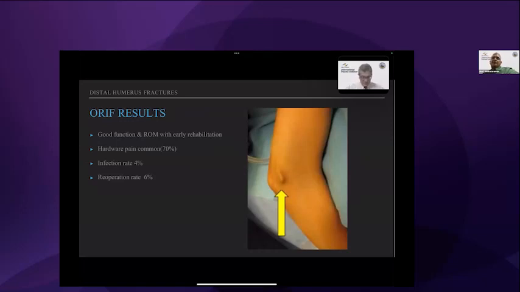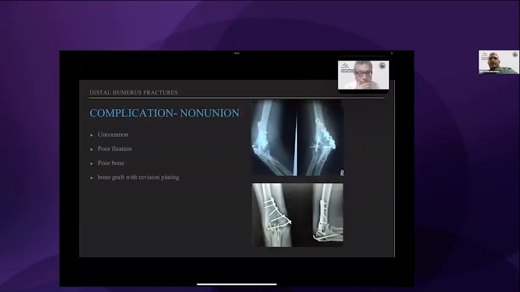We can get good results with wire or plating, but it has some problems of hardware pain, the plate becoming prominent over the subcutaneous area of the elbow. Complications of non-union by itself are uncommon because it's a very metaphyseal and highly vascular bone. Unless there is gross comminution and a problem with the fixation and the bone quality, non-union is rare. But we can manage non-union very well by doing a revision plating and bone grafting like this.